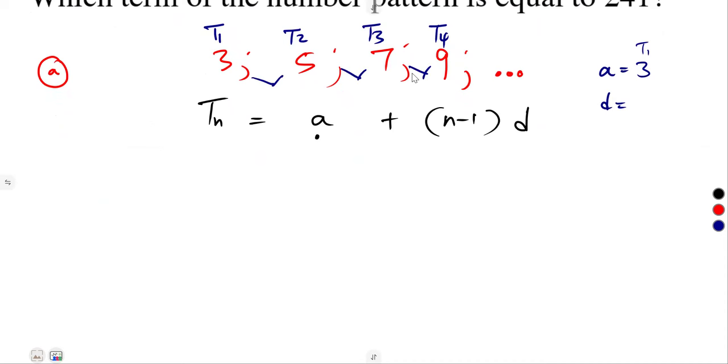We are told, guys, it's an arithmetic pattern. So let's find the difference between the terms. 5 minus 3, which is 2. 7 minus 5, which is 2. 9 minus 7, which is 2. As you can see, it is the same throughout.